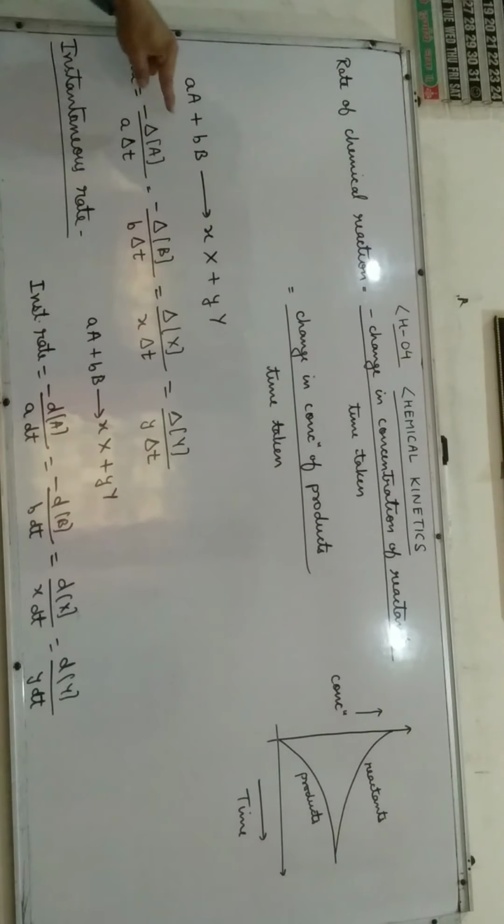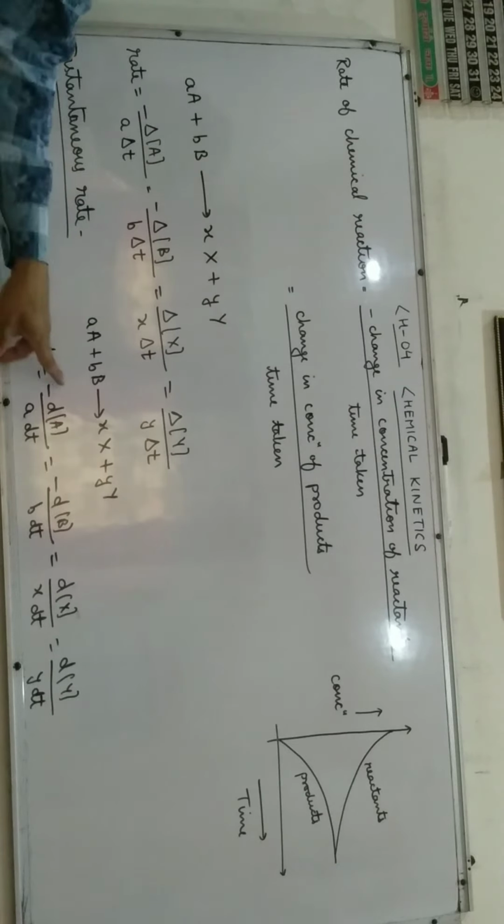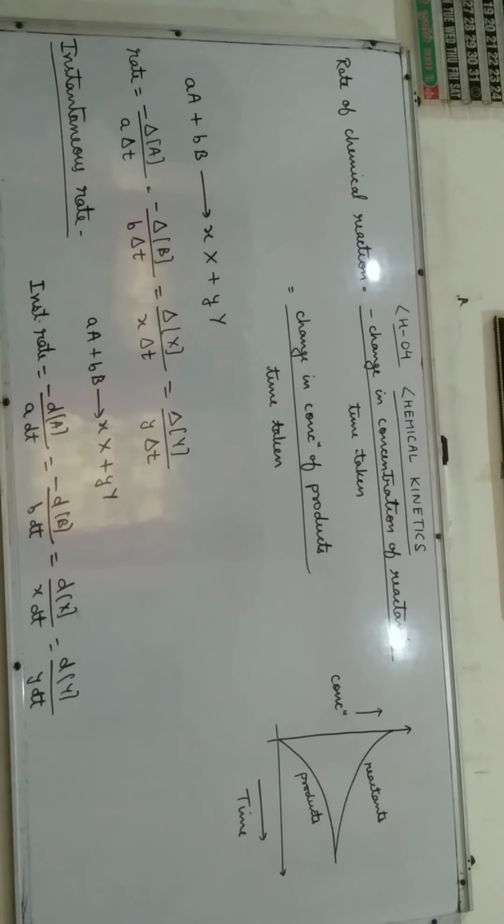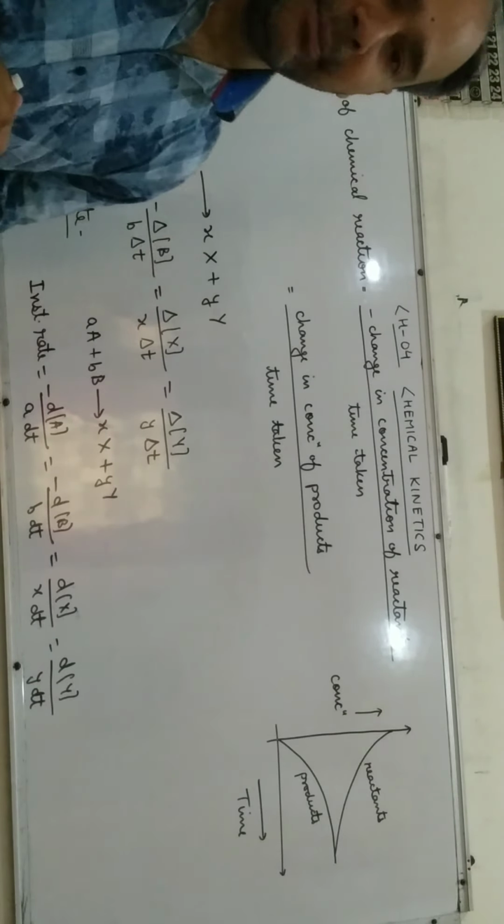Here delta indicates large change while the small d indicates small change. I repeat again, delta indicates large change, small d indicates very short change. So instantaneous rate of reaction is defined as the rate of chemical reaction at an instant of time, that is, very short duration of time.